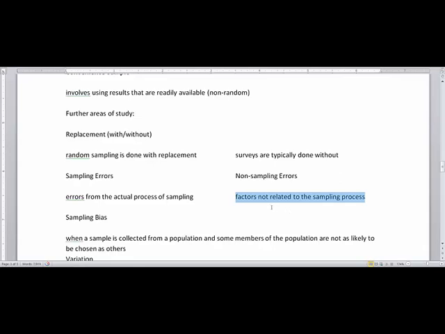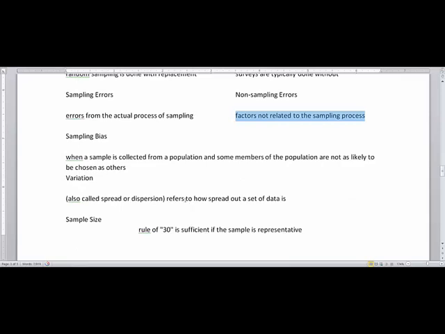Now, sampling bias. This is kind of important because we need to talk about some of the problems that can come up in sampling. And a sampling bias is when a sample is collected from a population and some members of the population are not as likely to be chosen as others. Which also could be stated that there could be some people who are more likely to be chosen than others. So this is incredibly important, especially in opinion polls.